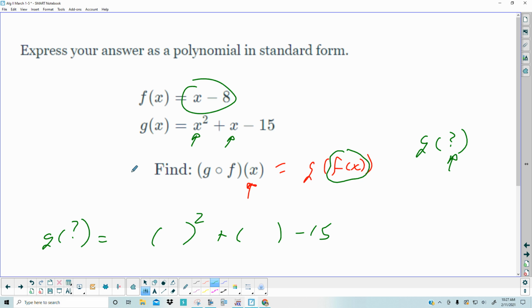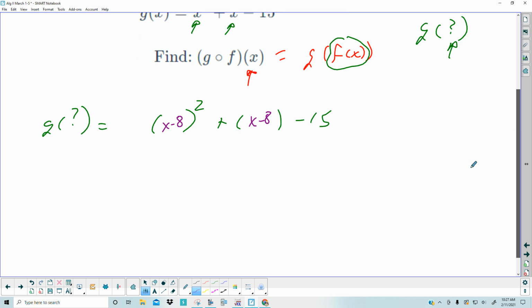Okay, to jump back in there. So what you're filling into this is f of x. F of x is being filled into g. There's f of x. Fill it in. So you're filling in this x minus 8. Now what you guys have to remember, now it says standard form. So what that means is I can't leave it here. I have to expand this.